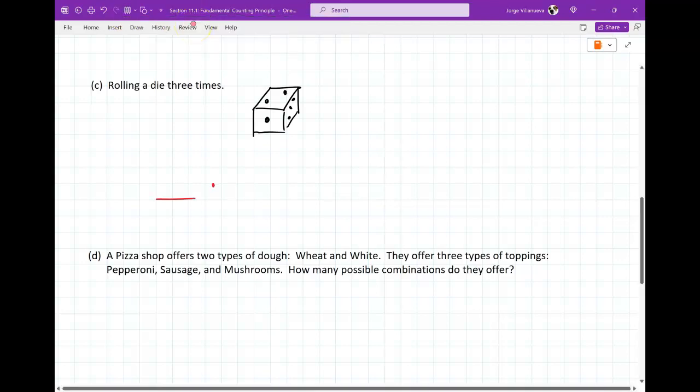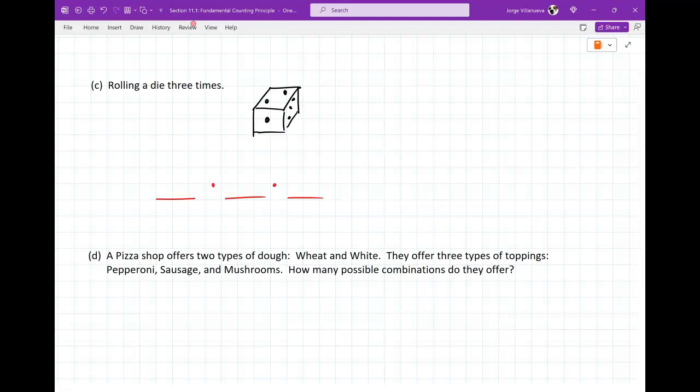Okay? 1, 2, 3. Now the first time I'm going to roll the die, it has a possibility of 6. If I roll it 2 more times, what are going to be my options if I can repeat the number? 6, a 6, and a 6, which comes out to, I don't know exactly what that is. Okay, thank you. So 216.